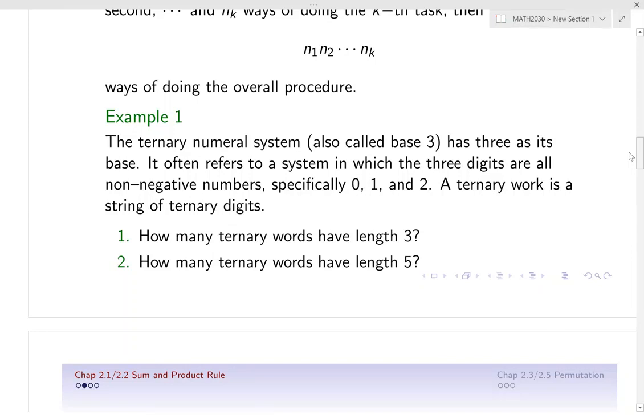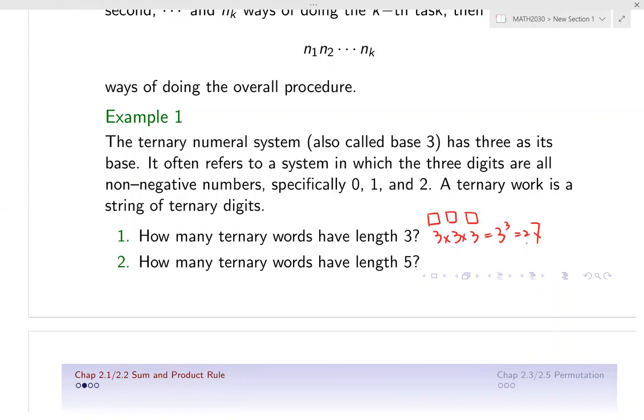Well, when you think about coming up with a ternary word with length 3, all we need to do is to fill up the 3 spaces. When we fill up the first space, we have 3 choices, the second space, 3 choices, and the third space, 3 choices again. So in total, we have 3 to the power 3, which is 27 ternary words that have length 3.